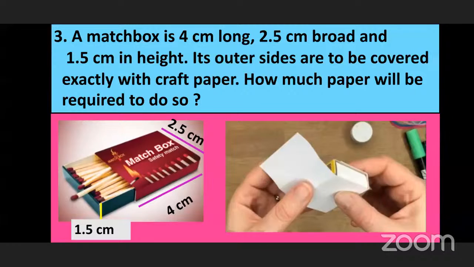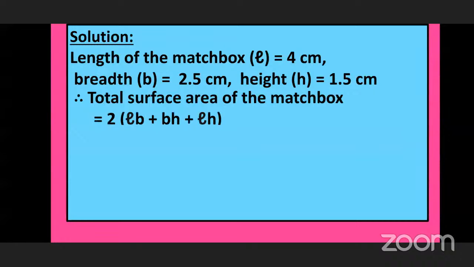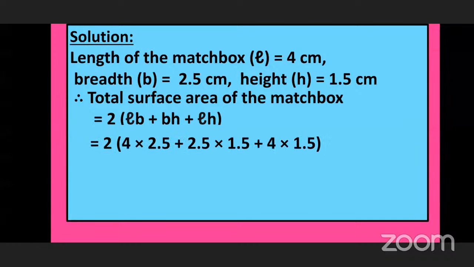Outer sides means the total surface area. From this matchbox we can see the shape. The shape is cuboid, as it is rectangular. The length, breadth and height of the matchbox are given, and we are supposed to find the total surface area. Now we will substitute the values in this formula.